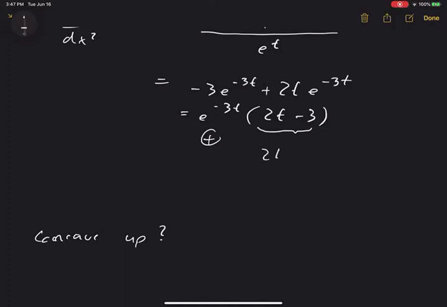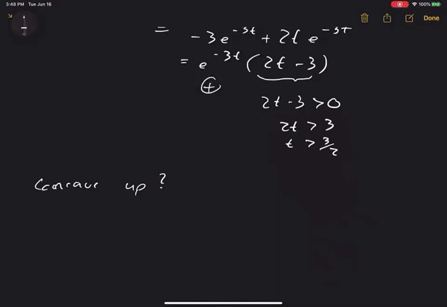When is 2t minus 3 greater than 0? Okay, just solve this inequality. 2t is greater than 3. t is greater than 3 over 2. Now, this is an inequality. How do I write it in interval notation?